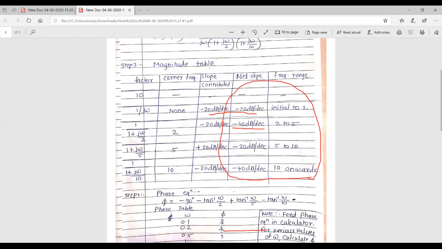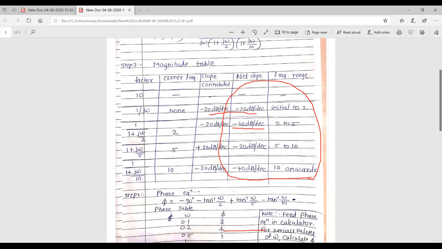Okay. Now, please turn on your audios and let me know which part is unclear or if everything is clear. Understood, ma'am. Everything is clear, ma'am. Okay. So net slope, slope contribution and frequency range, everything is clear? Yes, ma'am.